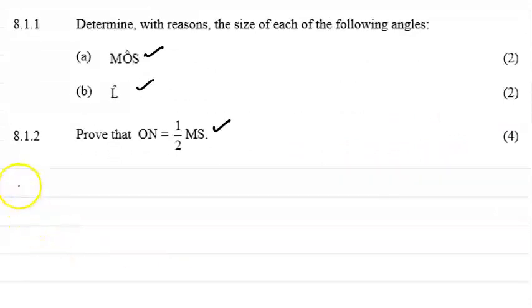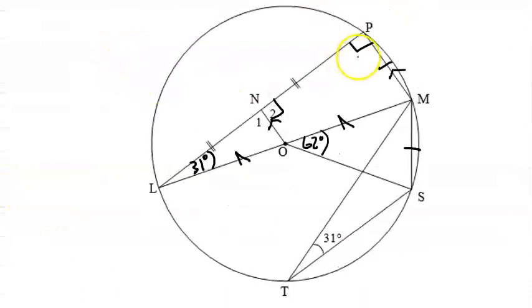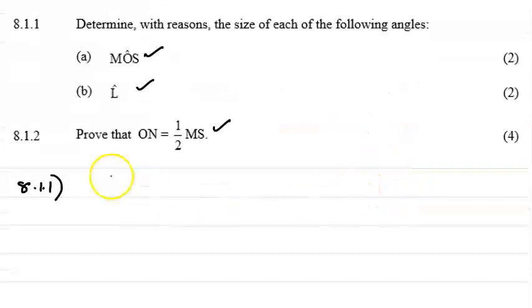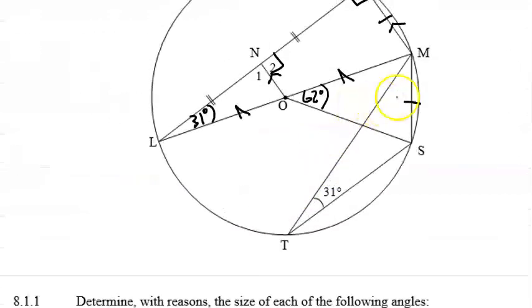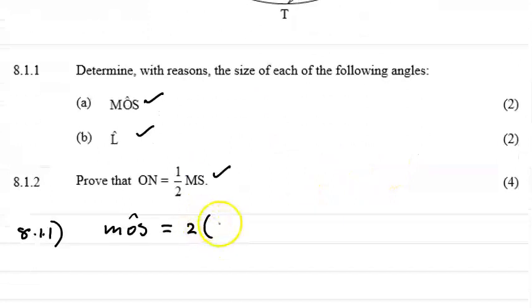So for 8.1.1, determine with reasons the size of each of the following angles, MOS. So now I'll just go and write down: MOS is going to equal 62 degrees. So I'm going to write MOS. MOS will equal twice MTS, which is equal to 62 degrees.